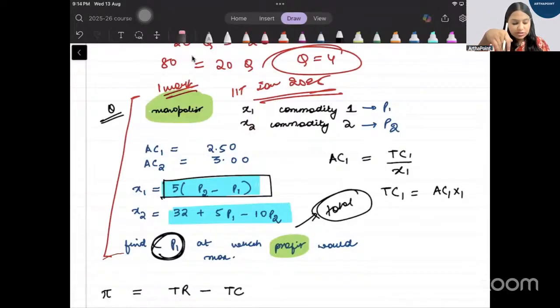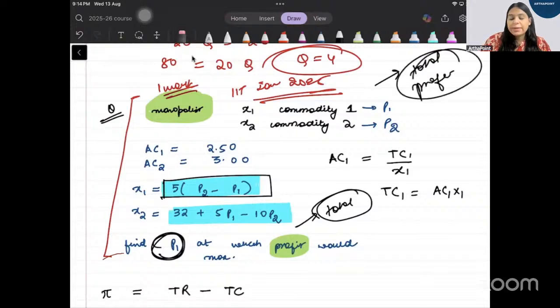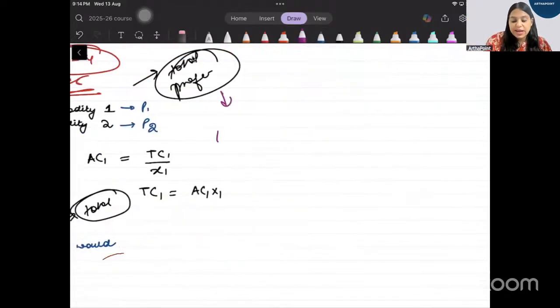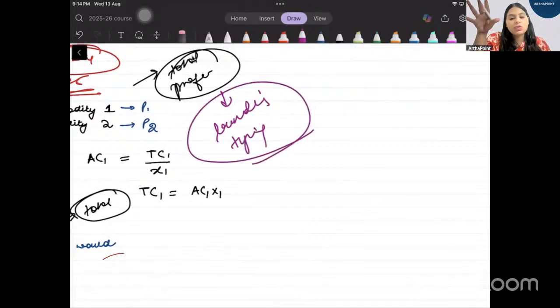So the important thing here, why I wanted to highlight this question, is that in such questions you just have to keep one thing in mind: as a monopolist, my aim will always be to maximize my total profit. I am selling two different commodities, and you have seen in the DPPs we have done questions on bundling and tying, where we looked at how the total profit can be maximized when two products are being sold.